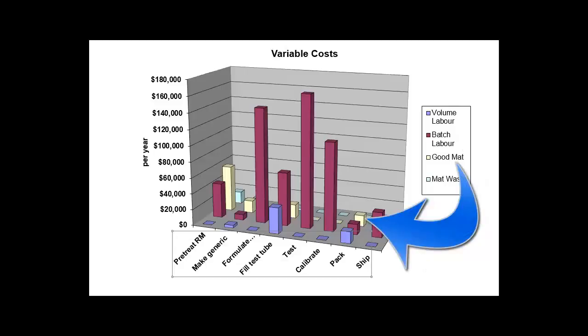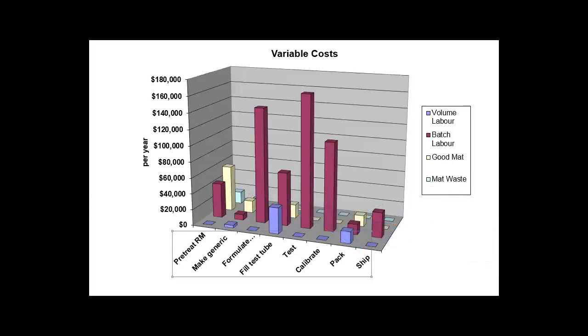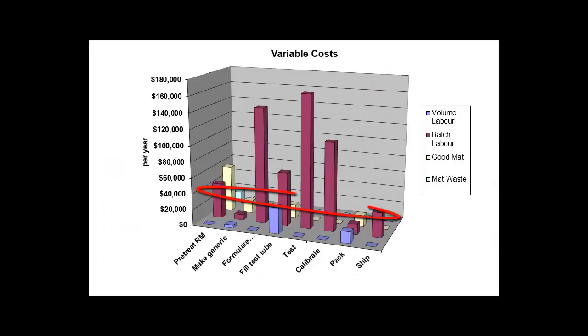There is good material, which means the value of the material that ends up in the product that the customer finally gets, which is the yellow. And then there is the wasted material, which is something you've bought but gets wasted somewhere downstream, which is in the green. If we go back to the main output sheet, let's take an example. If you look at the total batch related cost there of $580,000, the sum of all those purple bars adds up to $580,000. So this is a breakdown of the costs that you see summarized on the front page.